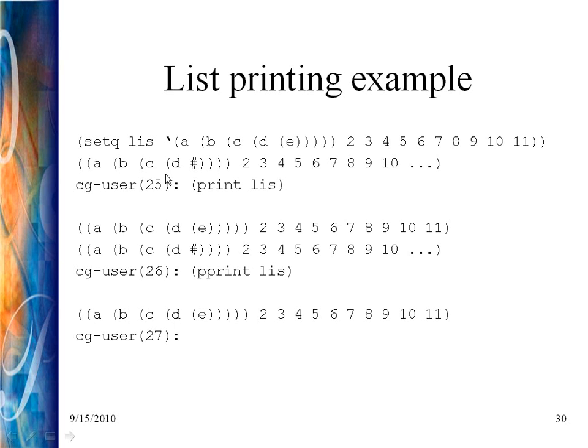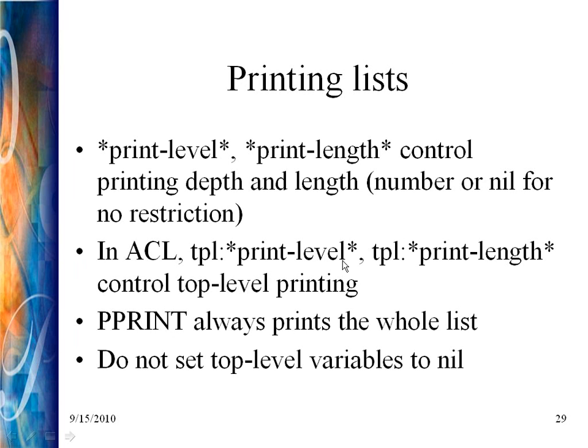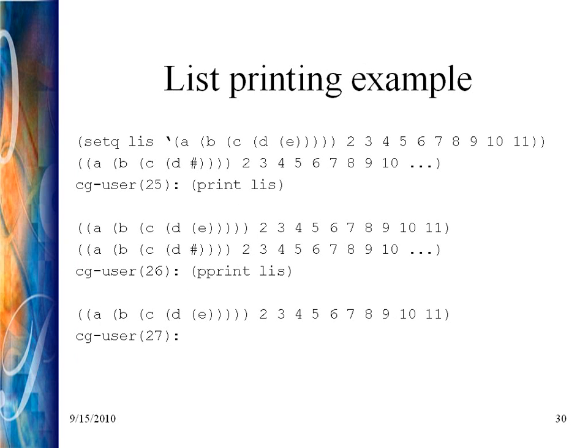Now the initial value of TPL print length is 10, and print level is 5, I think. We can look in a second. Anyway, it's only printing 10 elements. The first one is this list, 2, 3, 4, 5, 6, 7, 8, 9, 10. And then to show you that there are additional elements, it prints an ellipsis. It's only printing 5 levels. So A, and then the sublist, and a sublist of that, and a sublist of that, and then it gives up and replaces the additional levels with a hash mark.